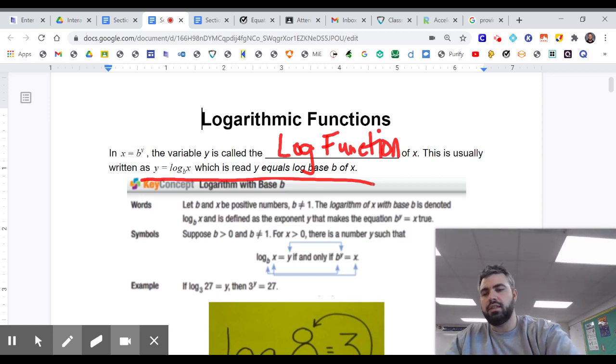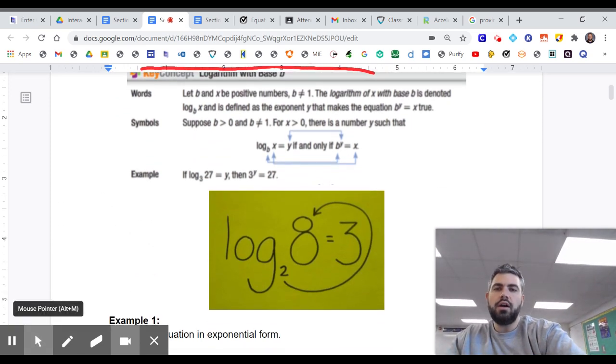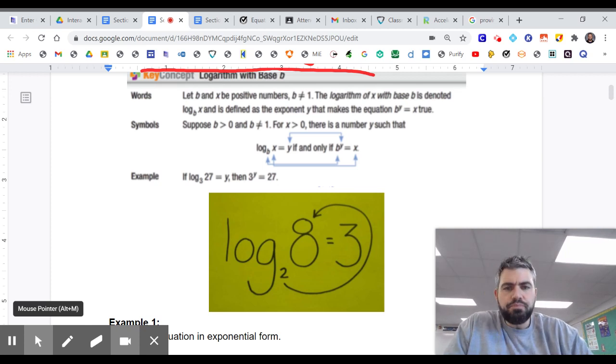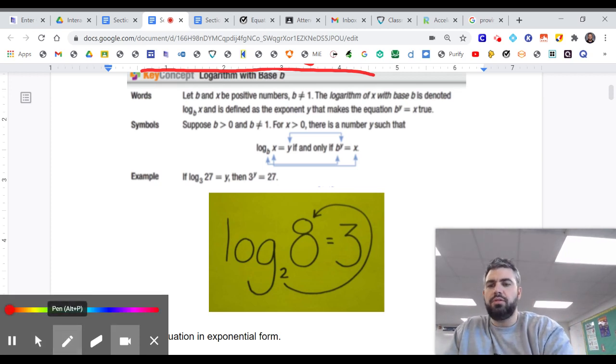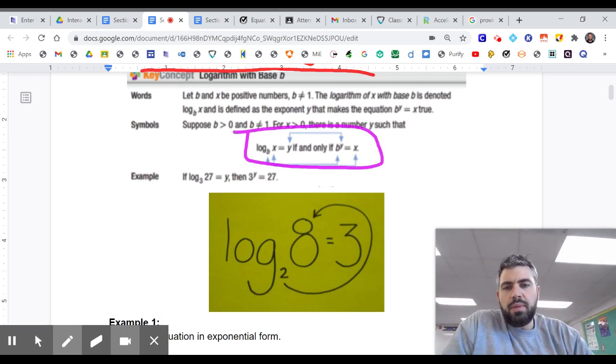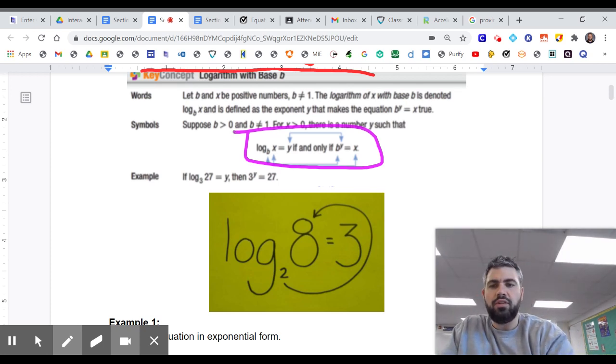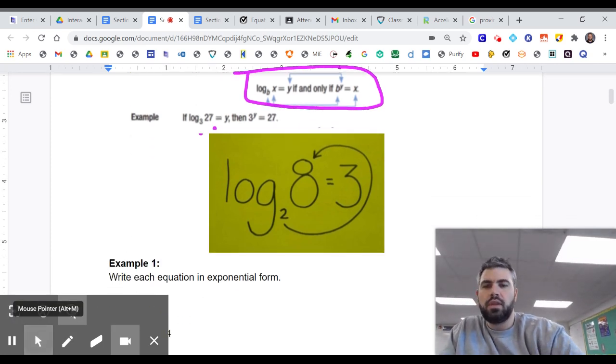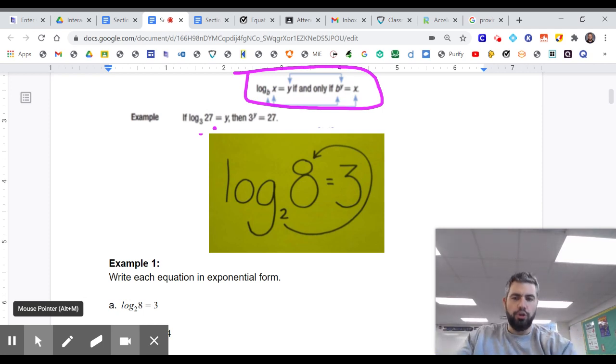So what are logs exactly? Log base b is interchangeable. It's basically like this, these are the two things it can be. Log base b of x equals y if and only if b to the y power is x. So for example, if we have log base 3 of 27 equals y, then 3 to the y power equals 27. Now, one way that we solve it is by using what I call the loop rule.